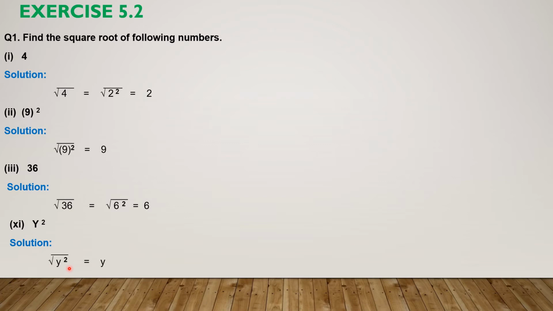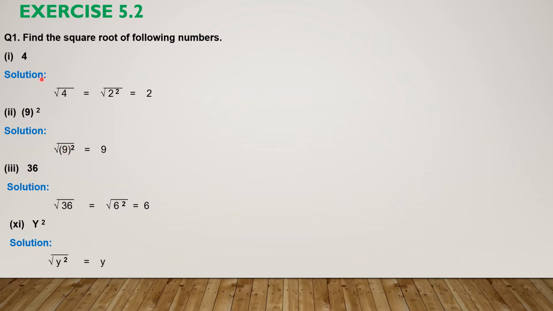Now the square is already present over here. So the square will be cancelled out with the square root and the answer is simply y. Y is our answer. In all these questions, we first write our question in the form of a square. Here we write 4 in the form of a square.